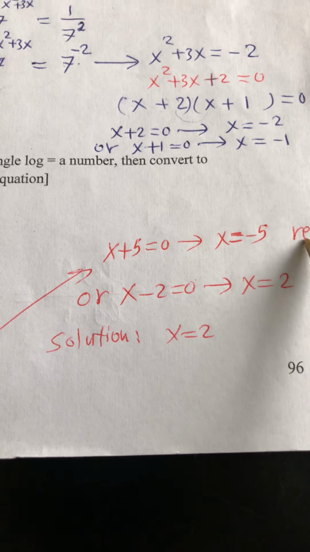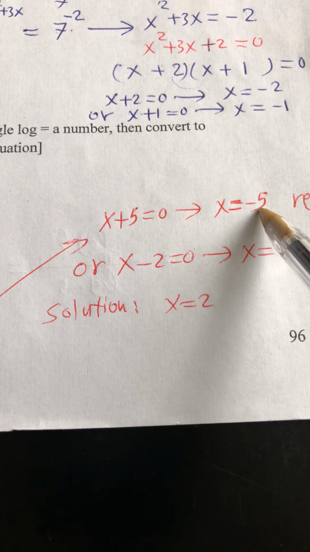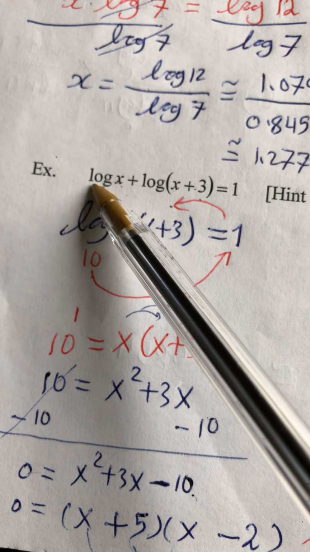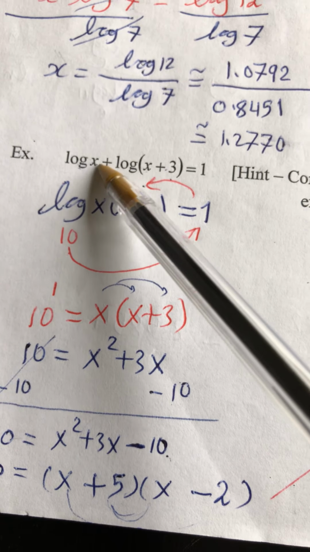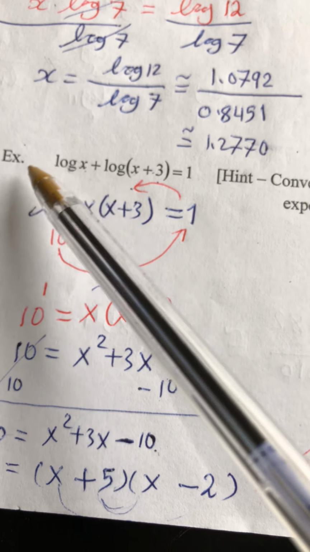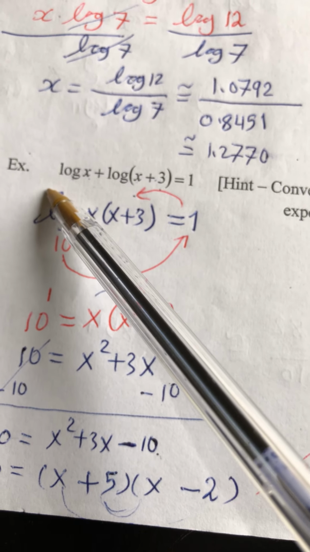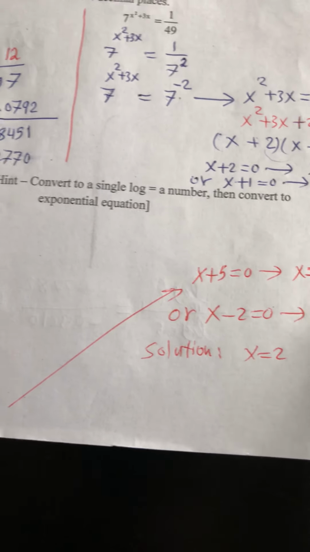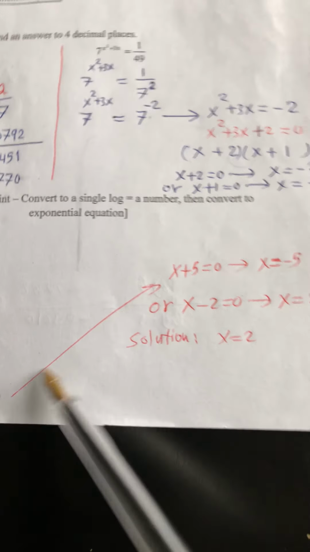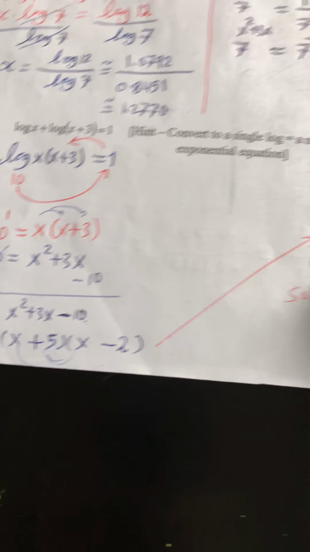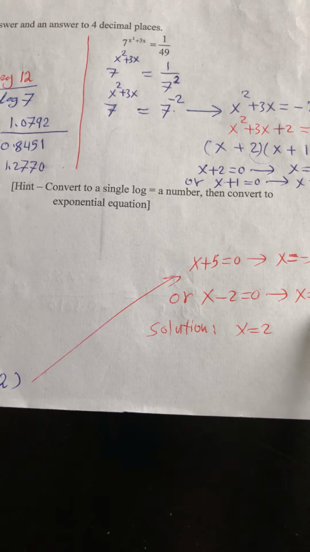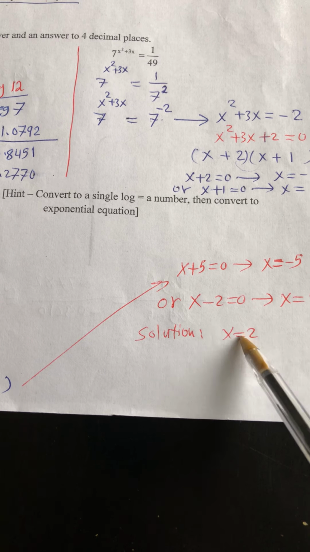Why? Because if we substitute negative 5 for x in the original equation, we get log of negative 5. Log of negative numbers is undefined. Log of 0 is also undefined. So the log is defined only for positive numbers. That's why we reject this number. Or x minus 2 equals 0, so x equals 2. So now the solution is x equals 2.